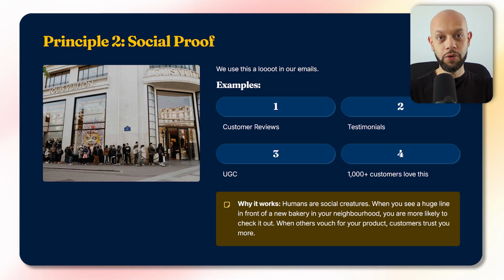Again, as I mentioned before, we use some form of social proof in about 60 to 70% of the emails we send for our clients. And this could be customer reviews, testimonials, user-generated content. "1,000+ customers love this." The reason it works is that humans are social creatures. So when you see a huge line in front of a new bakery in your neighborhood, you are more likely to check it out. When others vouch for your products, customers will trust you more, especially if your subscribers can see themselves in those customers who submitted reviews.